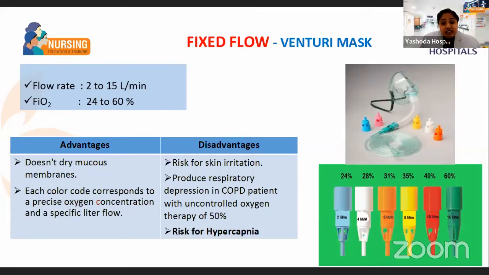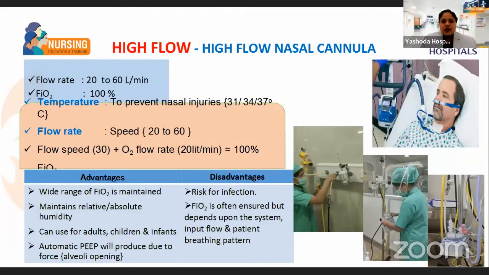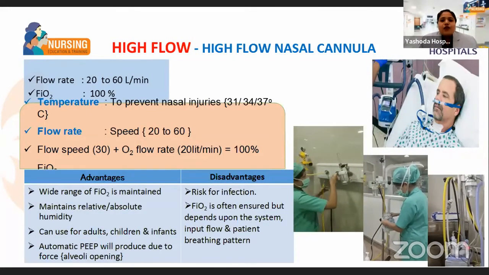If in case you administer 50% oxygen for a COPD patient, then you can observe CO2 retention. It means increased carbon dioxide levels in the blood. In terminology we have already seen, what is that? Hypercapnia. That is what you will observe in COPD patients. Clear? The next one is the high flow cannula.